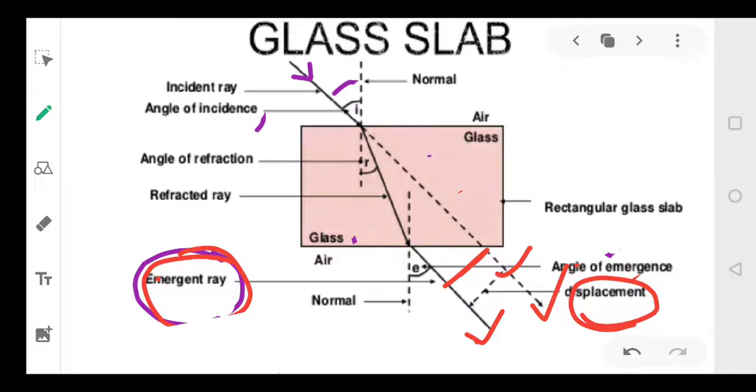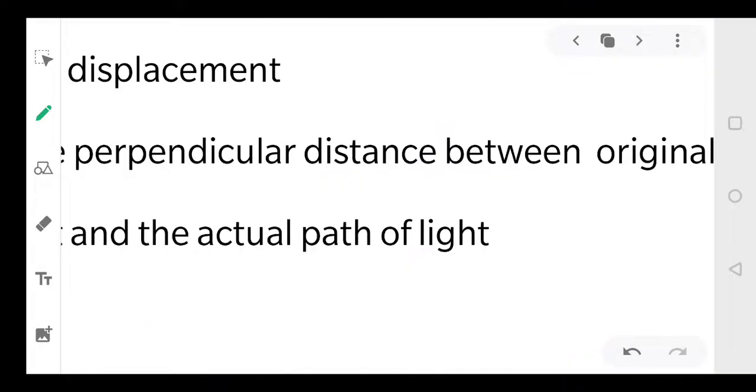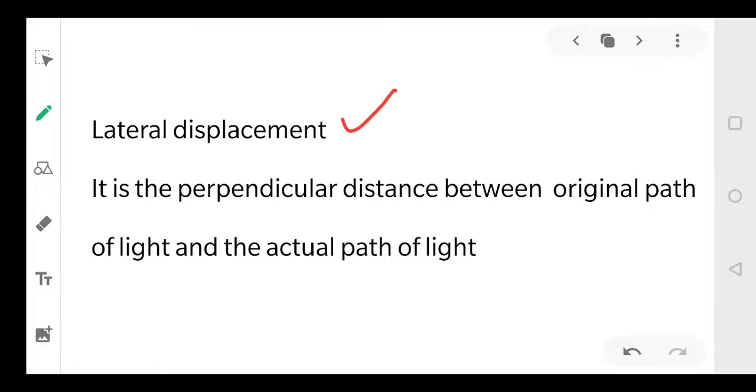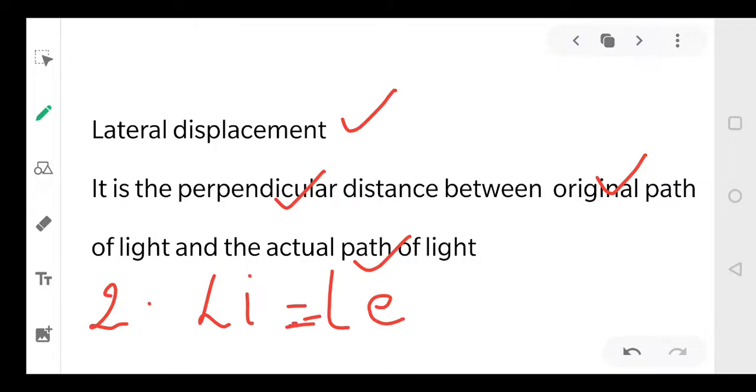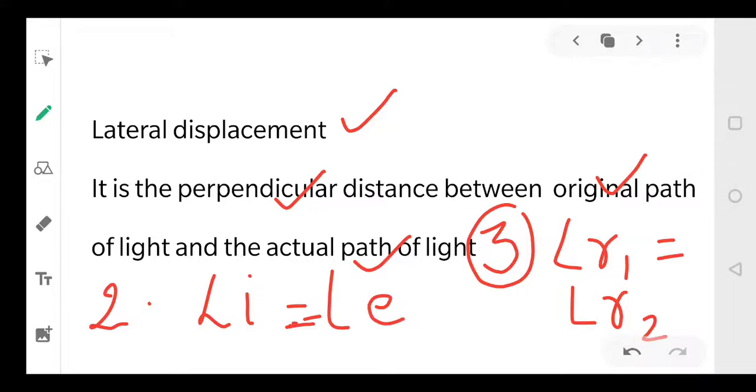So dear students, I'm again revising the more important points from this diagram. What is lateral displacement? It is the perpendicular distance between the original path of light and the emergent ray. Second point, angle I will be equal to angle E. And third point, angle R1 will be equal to angle R2. These are the three important conclusions from this diagram.